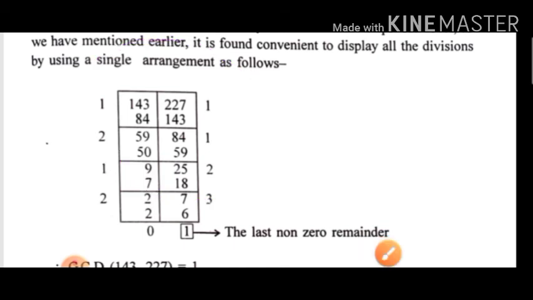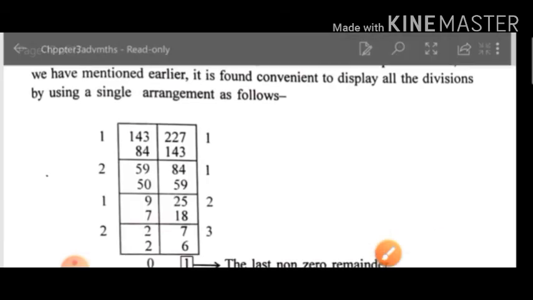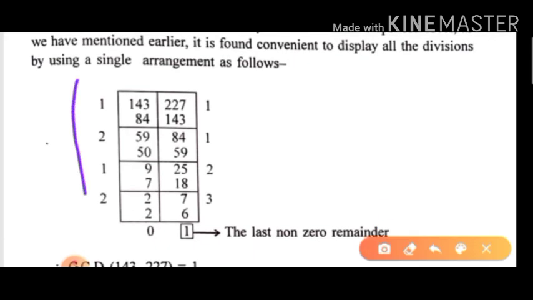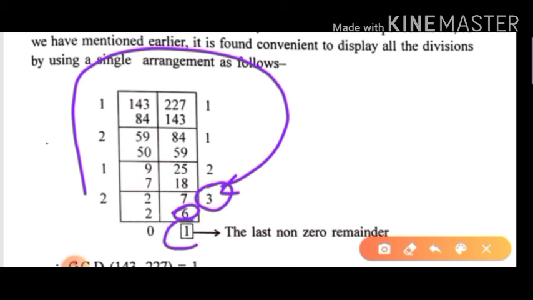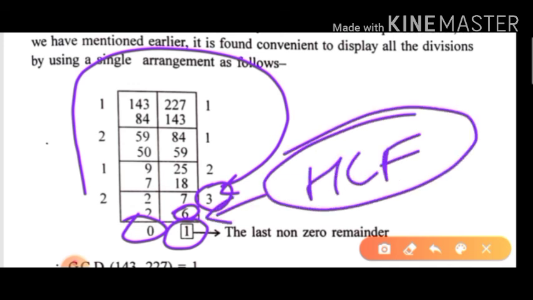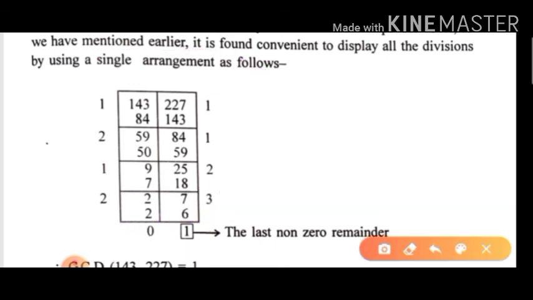Then this 2 will divide 7, 2 threes are 6. Last, whatever the last non-zero remainder is, that will be the HCF. The last non-zero remainder is known as the HCF. So this is the way you can find the HCF or GCD of any two numbers using this single arrangement method.